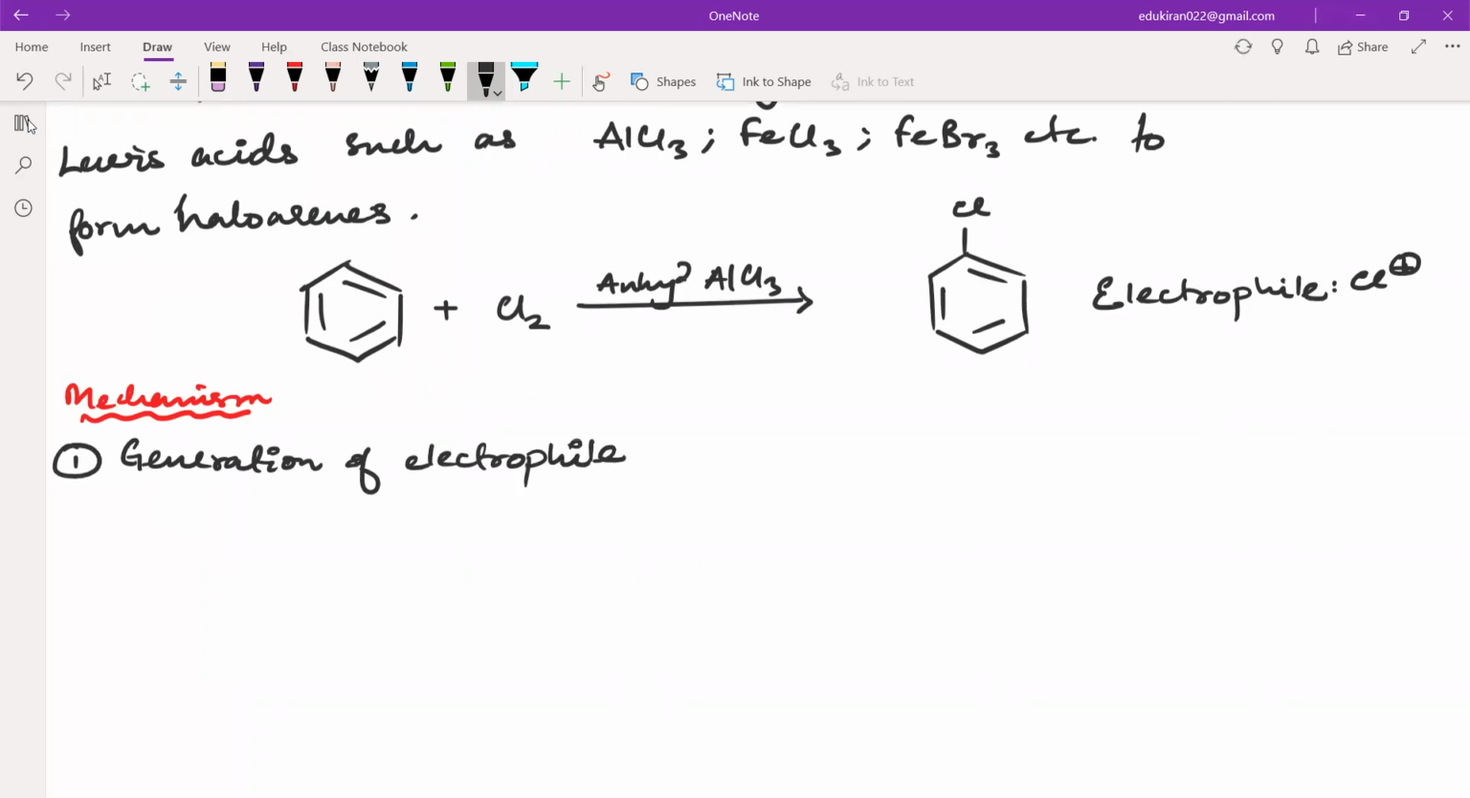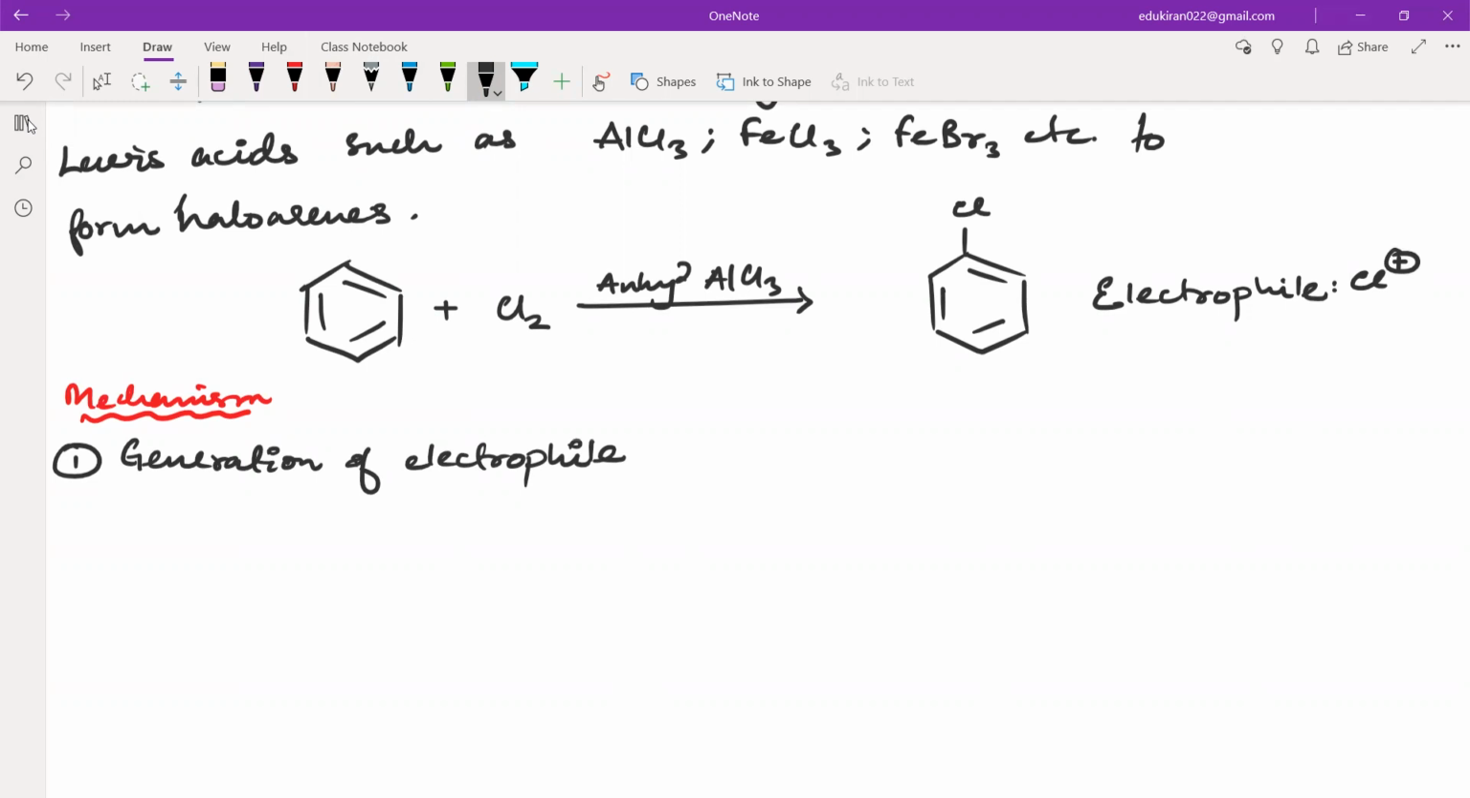Then no matter what, you are going to make a Cl positive, right? You're going to make a Cl positive. So if you don't know the electrophile, that will be a bit difficult. But when you know the electrophile, it will be slightly easier, and maybe you will be writing the correct steps even if you don't remember the whole mechanism. Now, how to create this electrophile?